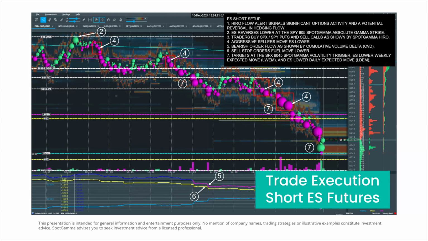ES continued to drop until finding support at the ES lower daily expected move, that's LDEM, that's the label 7 on the chart, just after 3:30 p.m. There were several opportunities to enter short positions on pullbacks. Potential entries are shown on the Bookmap chart with label 4.